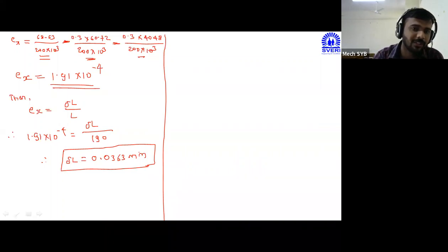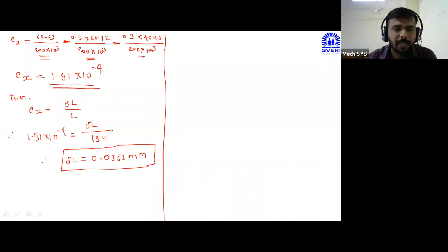So how to calculate the change in dimension? For that purpose, we have to remember both the formulas. The epsilon x formula for the epsilon x calculation and the delta L formula, or the second epsilon x formula, for the delta L calculation.